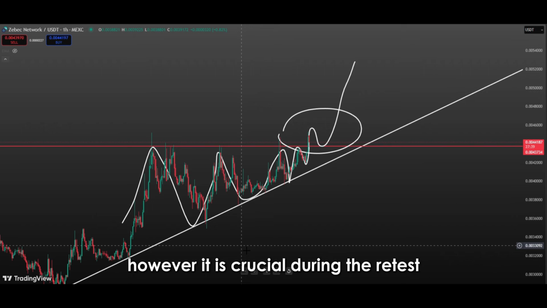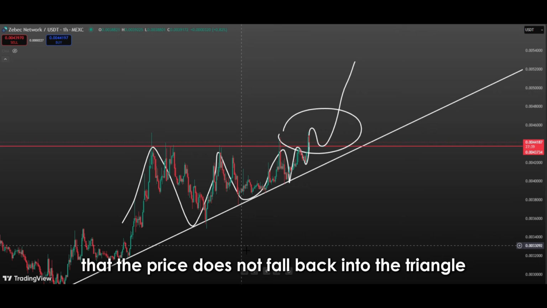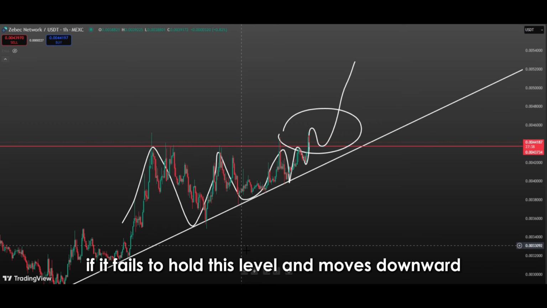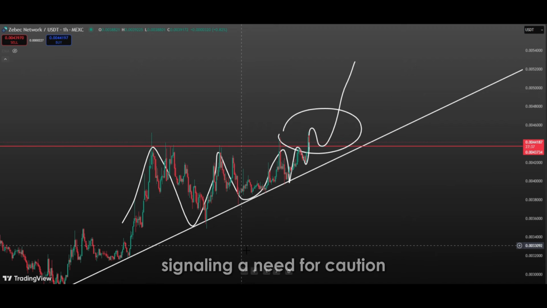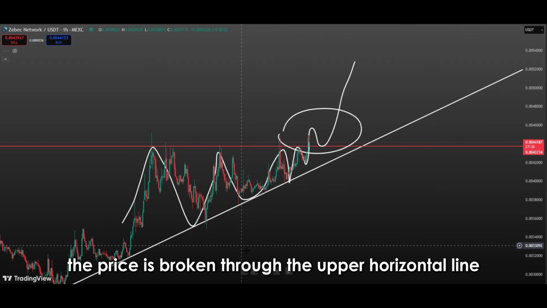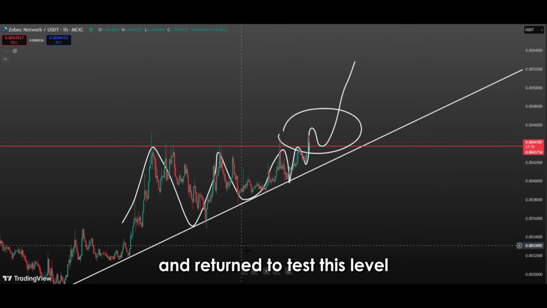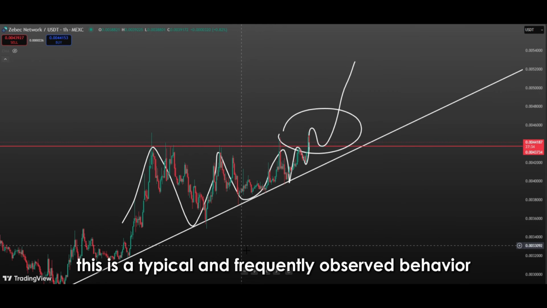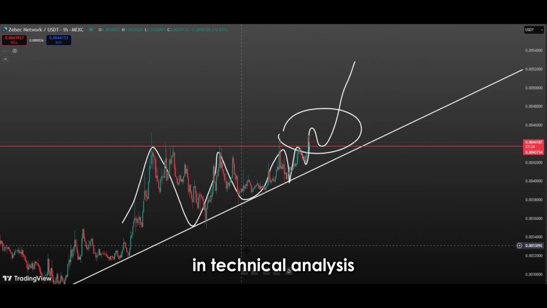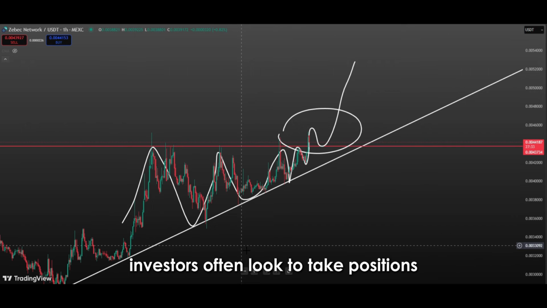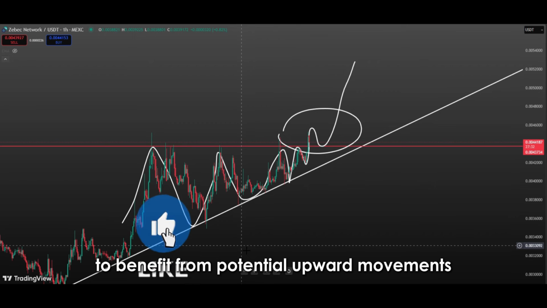However, it is crucial during the retest that the price does not fall back into the triangle. If it fails to hold this level and moves downward, it could suggest a false breakout, signaling a need for caution. In the current chart, the price has broken through the upper horizontal line and returned to test this level. This is a typical and frequently observed behavior in technical analysis. Investors often look to take positions in such retest zones to benefit from potential upward movements.